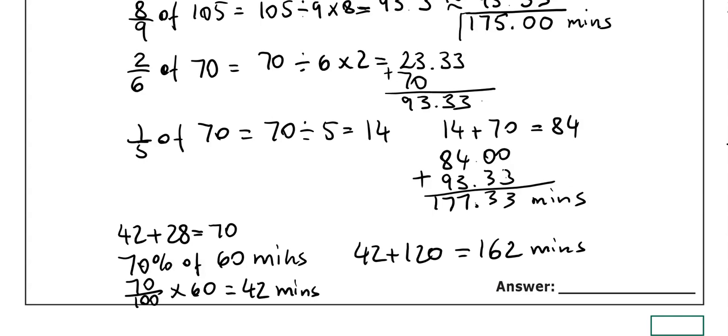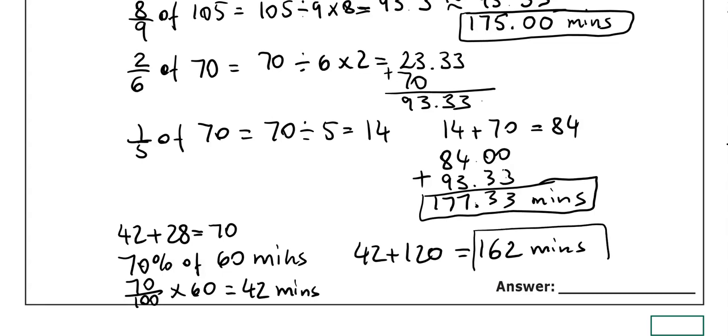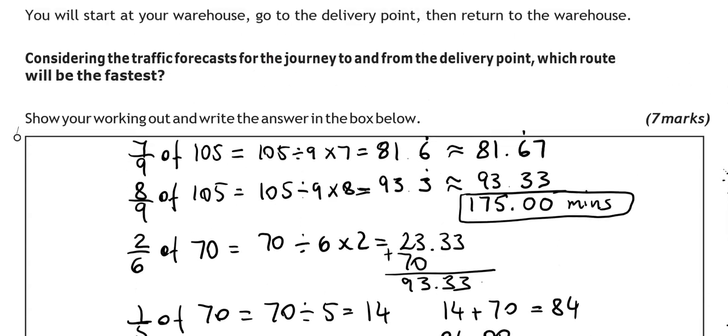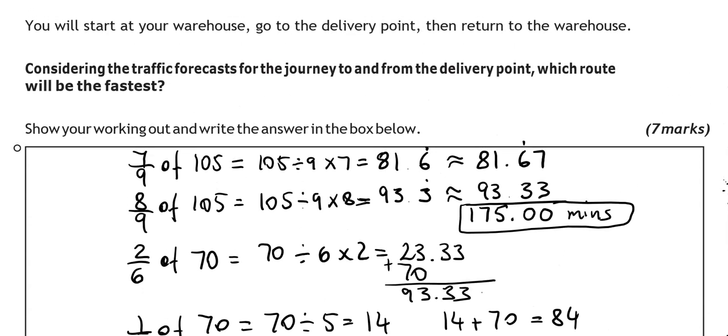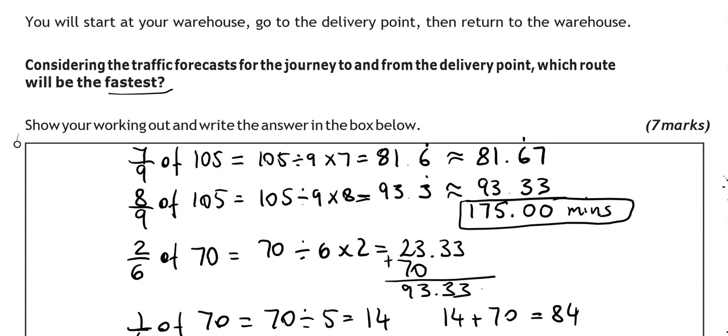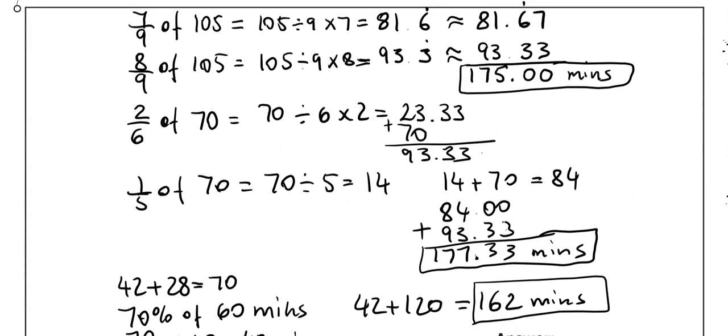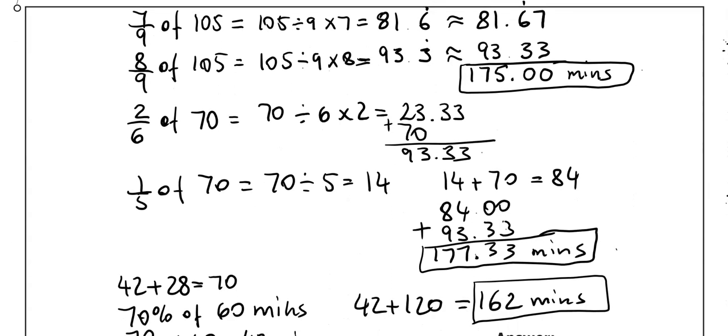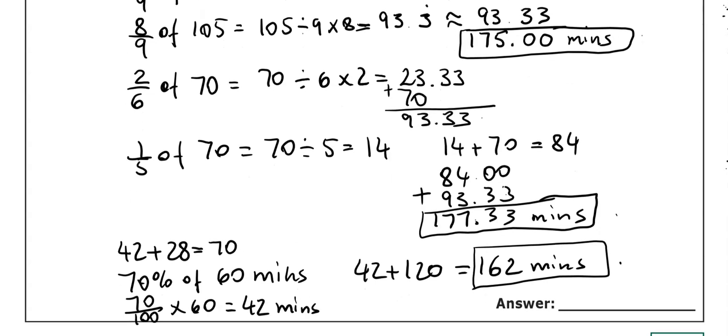So route A, 175 minutes, route B, 177.33 minutes, and route C, 162 minutes. The question was, considering the traffic forecast for the journey to and from the delivery point, which route will be the fastest? So we're looking for the lowest number, and out of them three, it's route C.